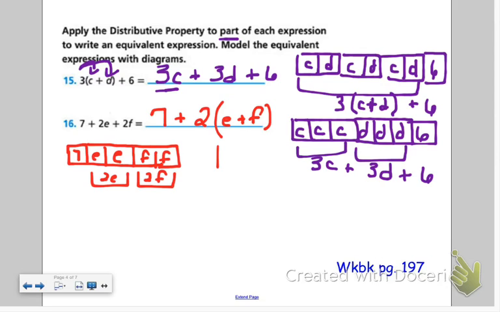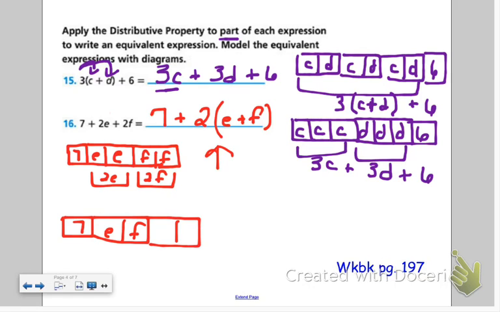Or, now with my new expression, I can keep the 7. 7 plus 2 times the sum of e and f. So here's E and F, and here's another E and F. So this is 2 times the sum of E plus F. I have E plus F 2 times. So you can see, again, these are equivalent expressions. They both have the 7, they both have 2 E's, they both have 2 F's.